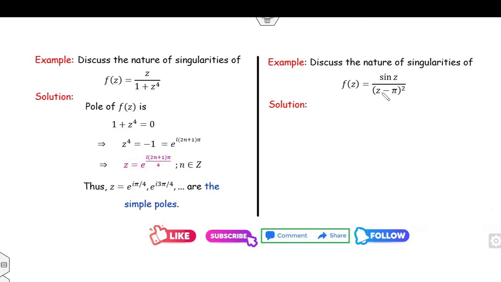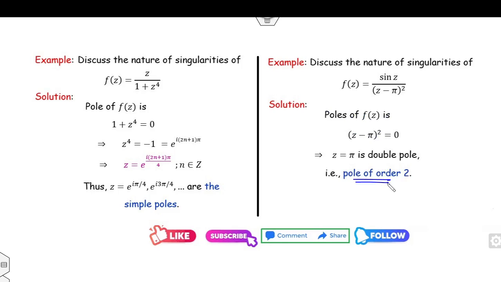Look at this next one. Again, because the denominator is given to be non-zero, I can find the pole, which gives you the value of z as pi, pi. So z equal to pi is my double pole. Because it does not involve any n, you can never calculate a limit point of the pole. So z equal to pi is a double pole of the function.